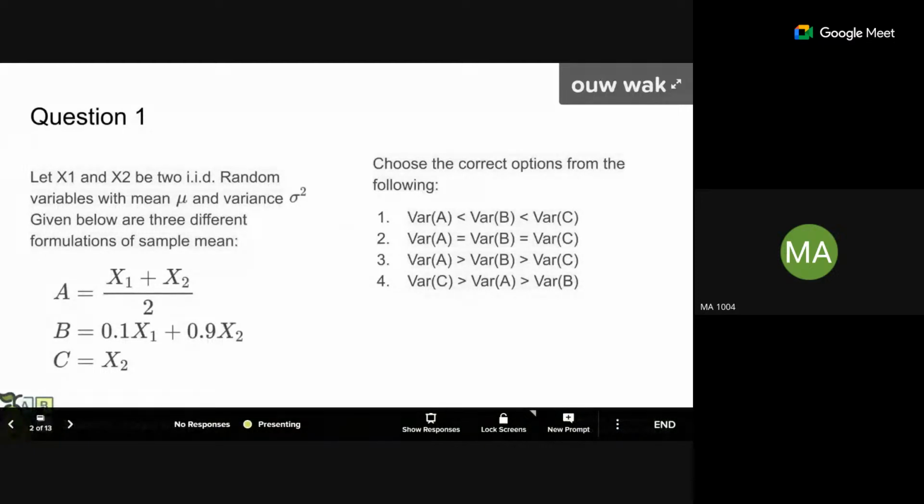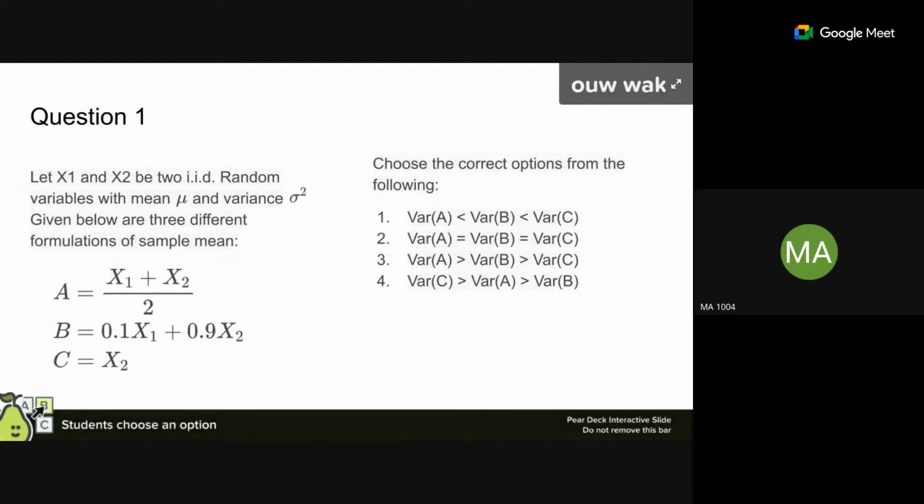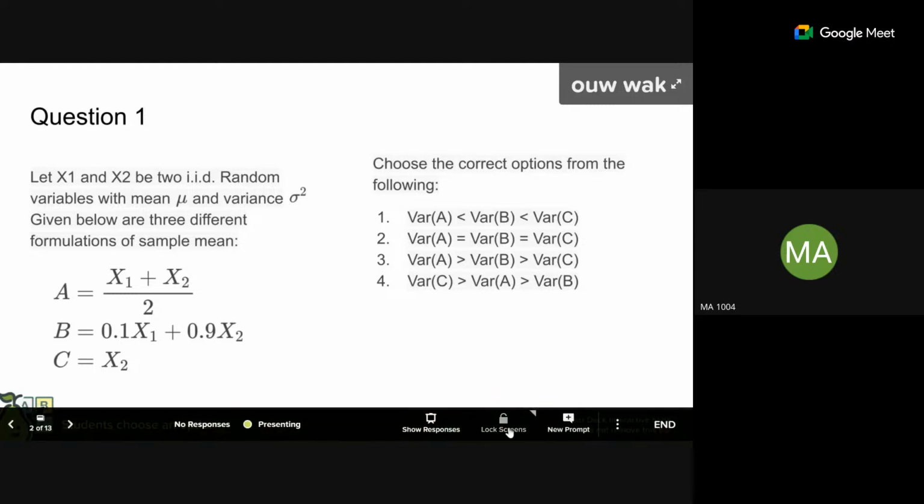So there is a first question regarding samples. Let x1 and x2 be two IID random variables with mean mu and variance sigma square. Given below are three different formulations of the sample mean. A is (x1 plus x2) by 2. B is 0.1 x1 plus 0.9 x2, and C is equal to x2. You have to select which option is correct for the variance. For this kind of question, you have to first calculate the variance of A, B, and C. So, will you guys try it?